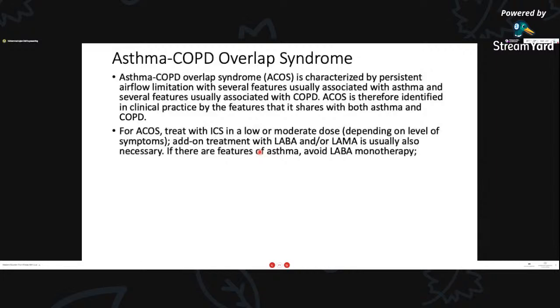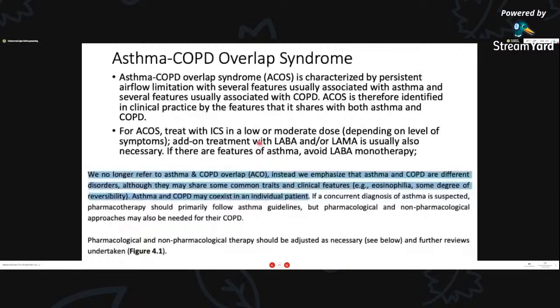If you see it here, if a concurrent diagnosis of asthma is suspected, pharmacotherapy should primarily follow the asthma guideline, but pharmacological and non-pharmacological approaches may also be needed for the COPD. So it is more important for us to treat asthma because the mortality from exacerbation is higher as compared to COPD.